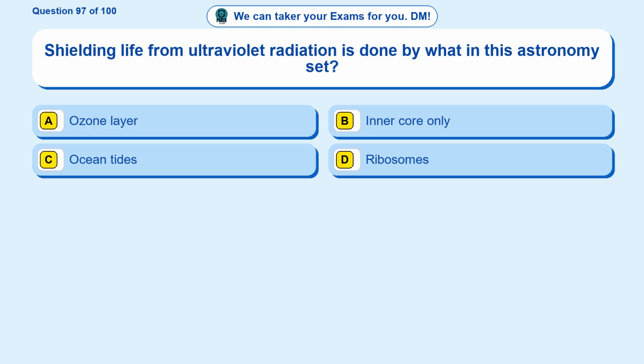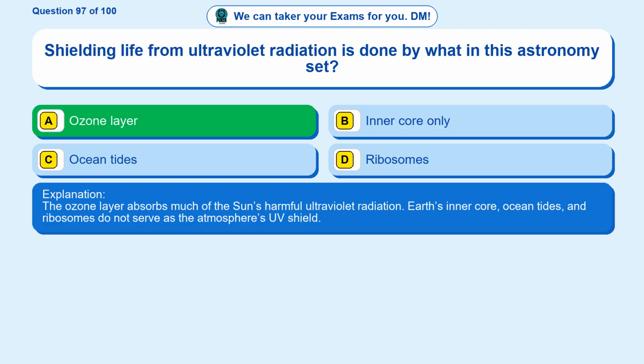Question 97. Shielding life from ultraviolet radiation is done by what in this astronomy set? Option A, ozone layer. Option B, inner core only. Option C, ocean tides. Option D, ribosomes. The correct answer is option A, ozone layer. The ozone layer absorbs much of the sun's harmful ultraviolet radiation. Earth's inner core, ocean tides, and ribosomes do not serve as the atmosphere's UV shield.